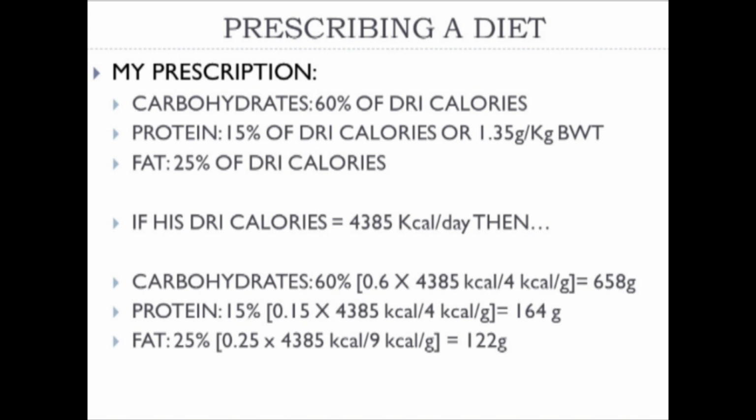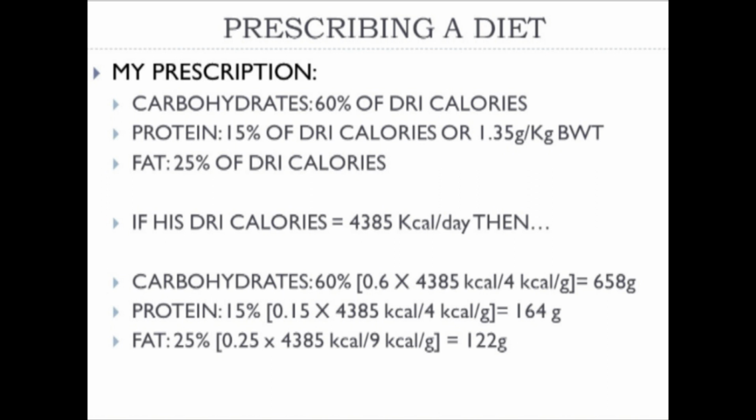So if my patient's energy requirement is 4,385 calories a day, then if 60% of my calories are coming from carbs, I can calculate the gram amount of carbs that patient would receive. That would be 0.6 times 4,385 divided by 4, 658 grams of carb.